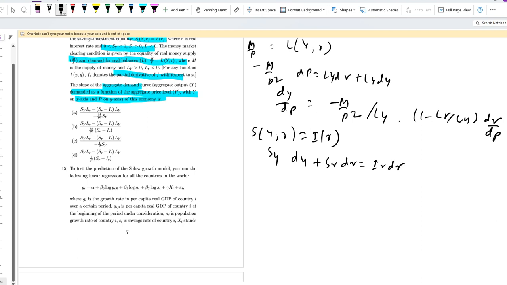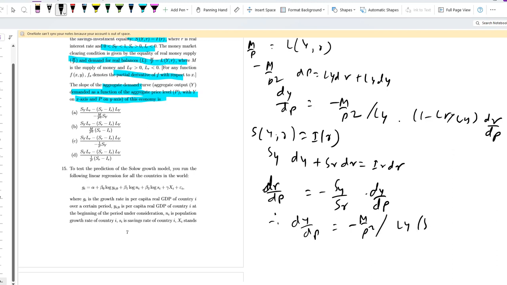So rearranging and solving for dR/dP we get it. dR/dP is minus Sy by Sr into dY/dP. Substituting dR/dP into dY/dP क्या मिलेगा. So dY/dP equal to minus M by P square divided by Ly Sr minus Sy Lr by Ly.